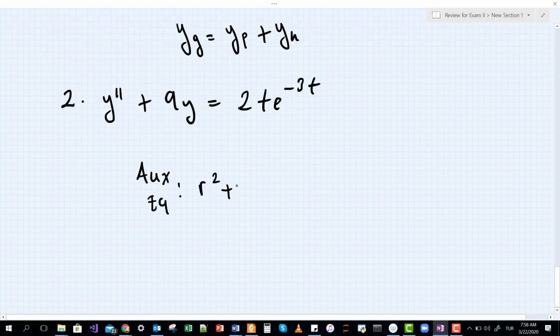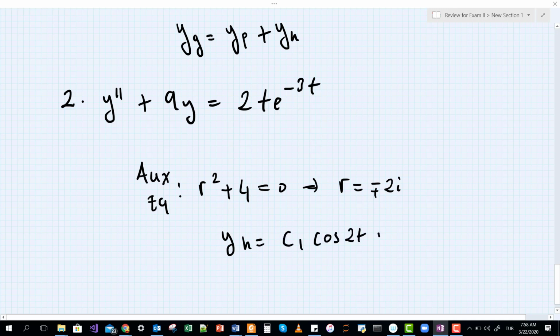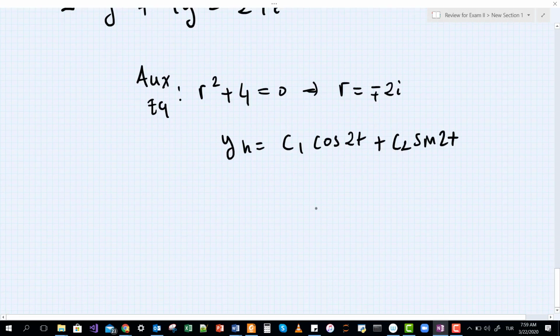r squared plus 9 is equal to 0. So my roots are going to be plus or minus 3i. Then my homogeneous part of the solution, since I have just a complex root with an imaginary part, will be C1 cosine 3t plus C2 sine 3t. If you have a problem finding the homogeneous equation, please go back and see the related part in your notes.